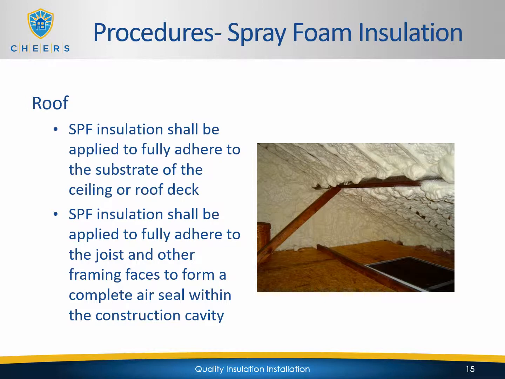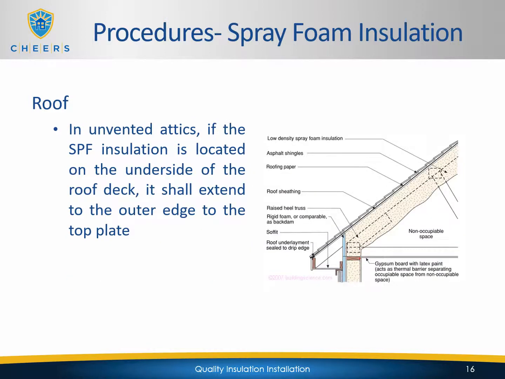For the roof, SPF insulation shall be applied to fully adhere to the substrate of the ceiling or roof deck. SPF insulation shall be applied to fully adhere to the joist and other framing faces to form a complete air seal within the construction cavity. In unvented attics, if the SPF insulation is located on the underside of the roof deck, it shall extend to the outer edge of the top plate.